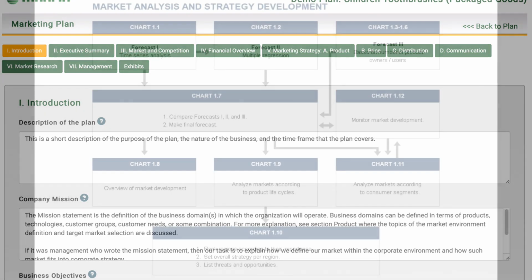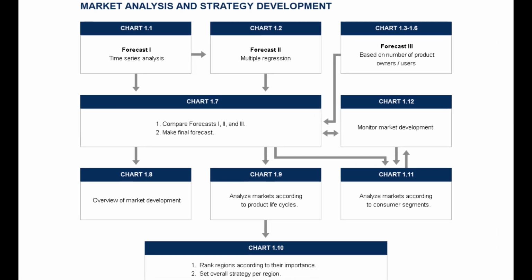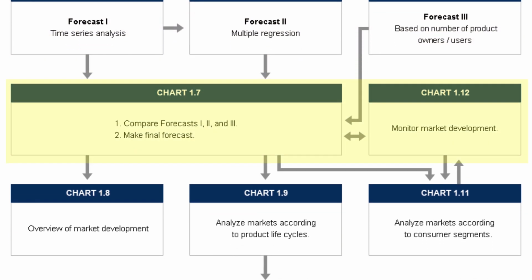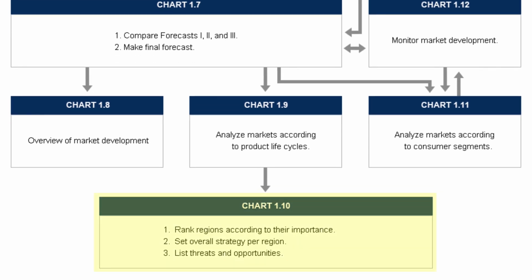Each section consists of a series of charts which are needed for fundamental business analysis and strategy development. Within each section, MARFIN takes the planner through the planning process step by step. First, the analytical charts, and then the decision-making charts. Here is an example of the data flow in the market section. Charts 1.1 to 1.6 analyze the market development, and we make the final forecast in chart 1.7. Chart 1.9 analyzes the market trend. Strategy decisions are made in chart 1.10.